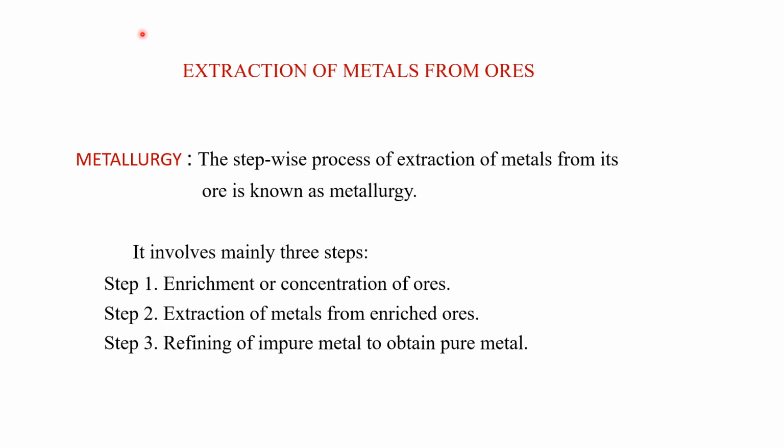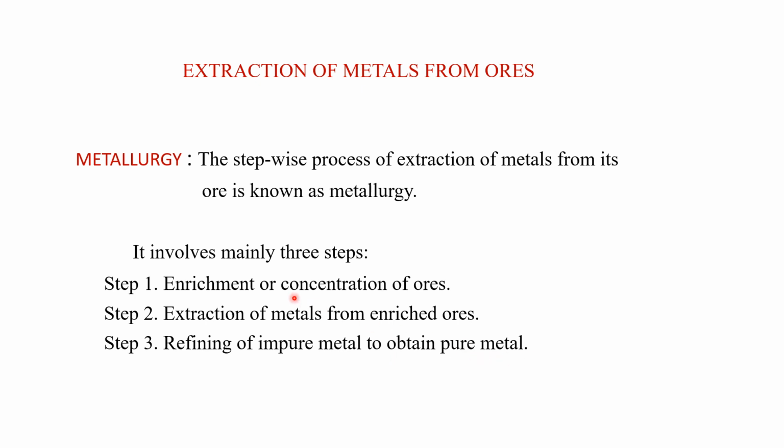Okay, now let us see how these metals are extracted from their ores. The stepwise process of extraction of a metal from its ore is known as metallurgy. So the sum total of all the processes involved in the extraction of a metal is known as metallurgy. It generally involves three steps. Step 1 is enrichment or concentration of the ore. The second step is extraction of the metal from its enriched ore, and step 3 is refining of the impure metal to obtain pure metal.